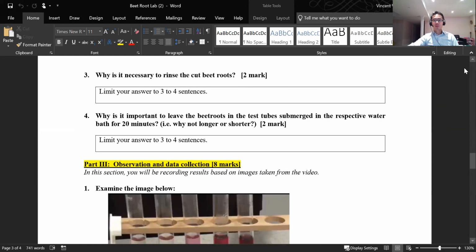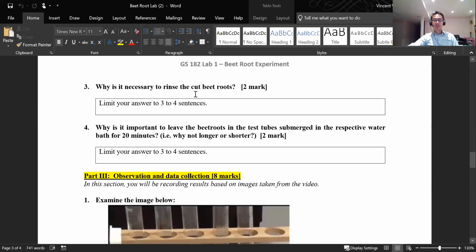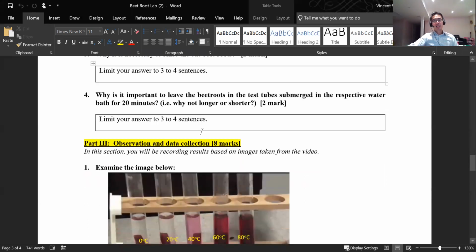Why is it necessary to rinse the cut beetroot? To rinse the beetroot, because when you're cutting it, the damaged cells will release the pigment. And if you just dip that into the test tube right away, then it will affect the color intensity, right? So by washing it off, again, it's part of the standardized variable. You're making sure that everything starts without any pigment on them, right? And those are the 2 marks, the 2 points I was looking for.